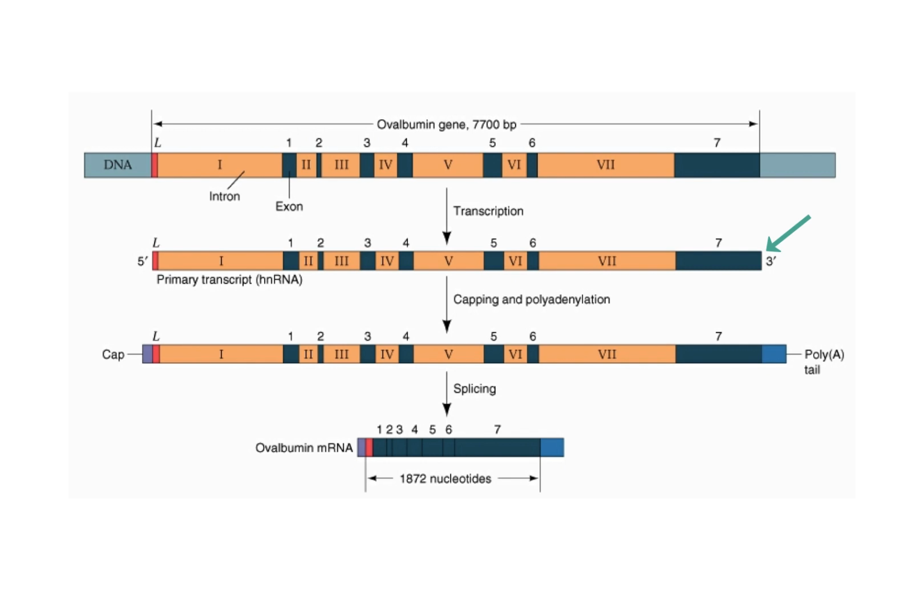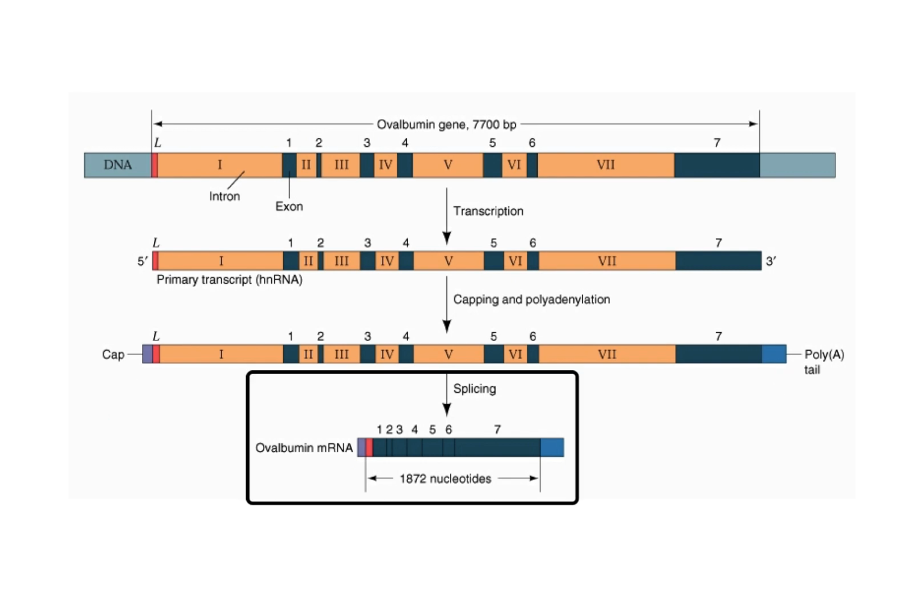So the first thing that happens is you get capping, poly-A tail added, and then splicing, and the spliced product, which will become the transcript for translation, is only 1,872 nucleotides in length, which could then produce a protein of over 600 amino acids in length.